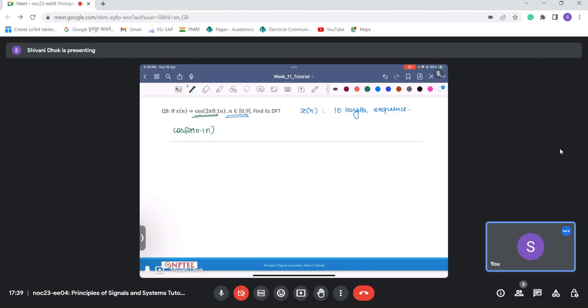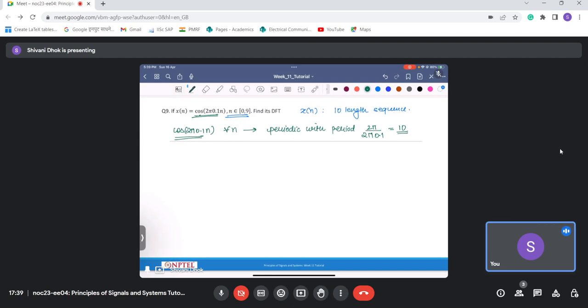Without this condition, if it is for all n, then this is periodic with period 2 pi by this omega, that is 2 pi into 0.1, which is equal to 10. So this is the period of cos of 2 pi 0.1 n. Okay, and this is periodic. Now, if a signal is periodic with period 10, I can find its Fourier series coefficients.